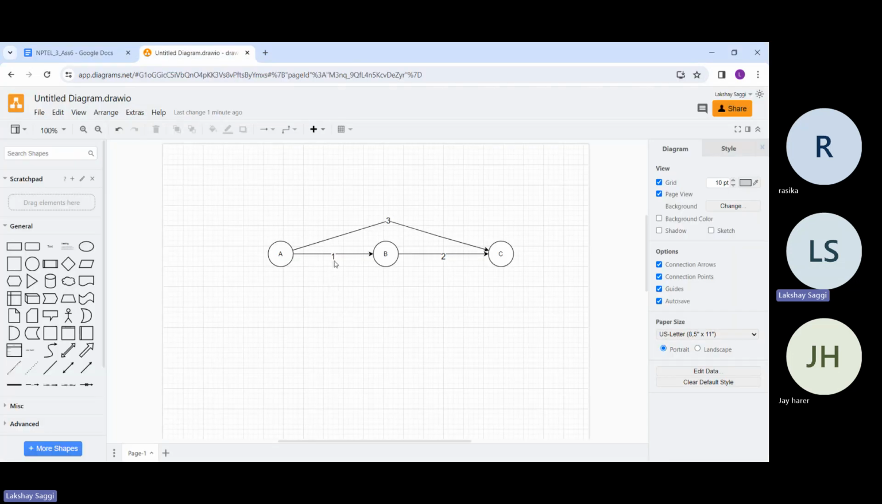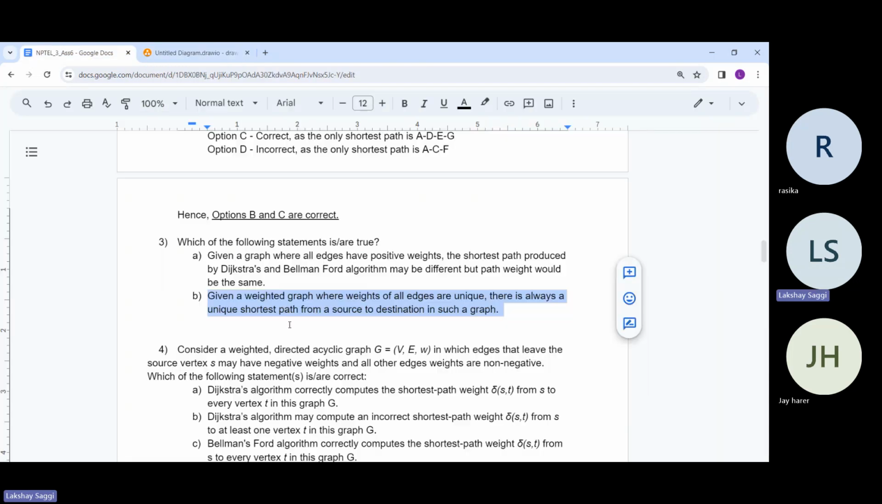In this example, you can see that all edges have different weights. One has a weight of 1, second has a weight of 2, third has a weight of 3. But there are still two shortest paths from A to C. So there is not a unique shortest path from A to C in this example. That's why statement 2 is incorrect.